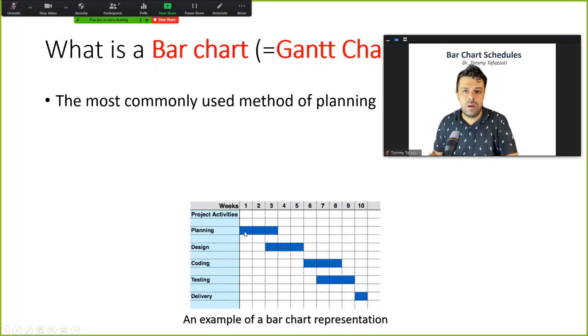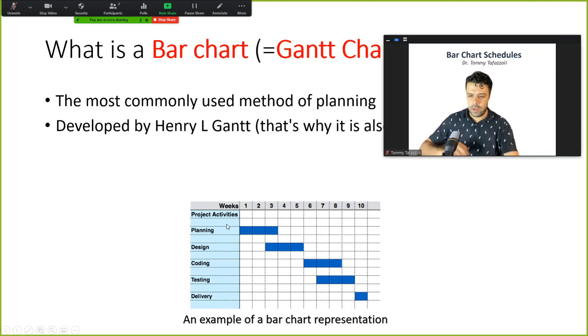So we assign one cell for every day that an activity takes. For example, here we want to say that planning takes 3 units. That could be weeks in this case, but in our schedules, time units are almost always days. Okay, so what else do we know about them? They have two names. The other name of bar charts is Gantt charts, because the person who first developed them was called Henry Gantt. So if you hear Gantt chart, it's nothing new. It's the same thing as a bar chart.